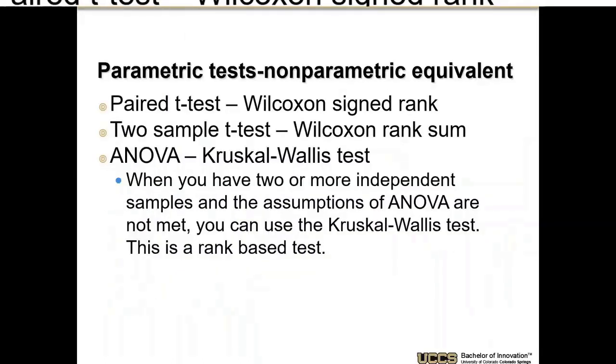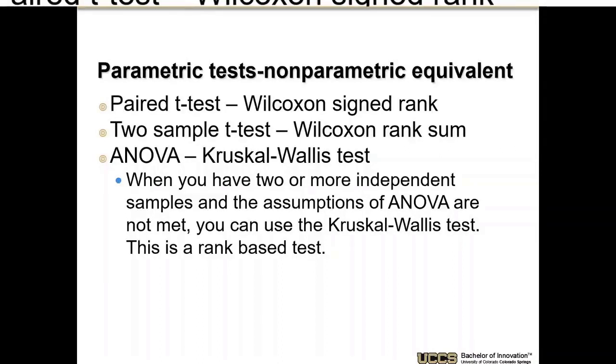So some parametric and non-parametric equivalents. We're going to talk about the paired t-test, which is a parametric one and assumes Gaussianity. The Wilcoxon signed rank test is the similar version in a non-parametric form. Right? So two-sample t-test, Wilcoxon rank sum test, which is different than signed rank.